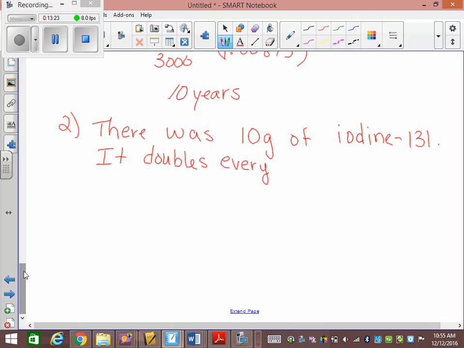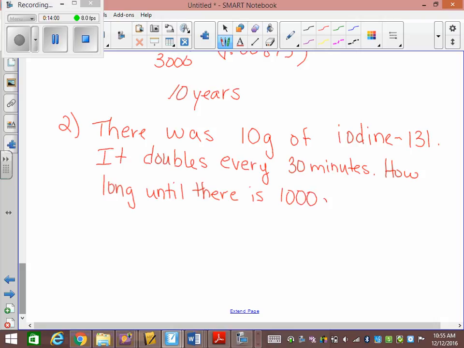Now, normally iodine and stuff like that's going to have a half-life, right? But I'm proving to you that it doesn't. Don't just look at it and be like, oh, it's going to halve, because it might not. Okay? It doubles every 30 minutes. How long until there is, are we going to have more grams or less grams? More, because it's doubling. It's getting bigger, right? How long until there is 1,000 grams?